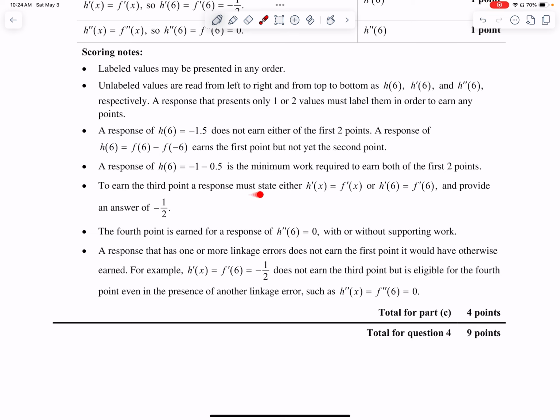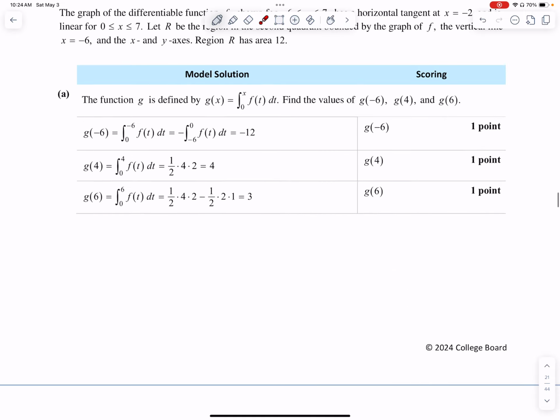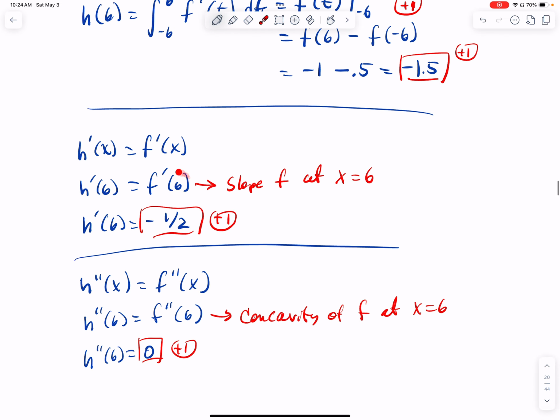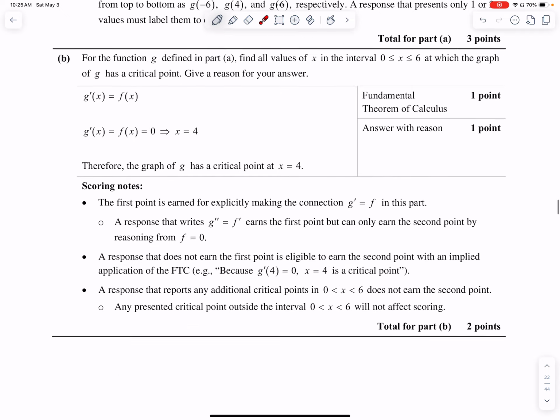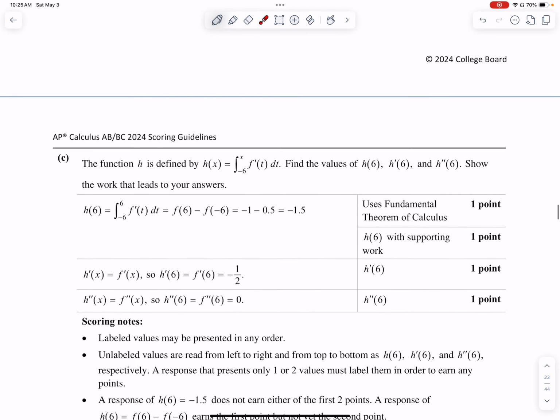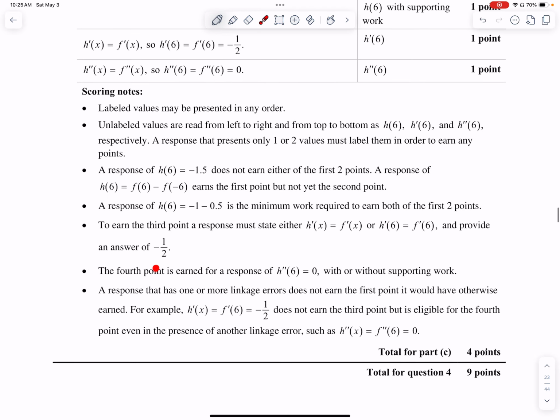To earn the third point, a response must either state that h prime of x is equal to f prime of 6 of x, or what we wrote here, that h prime of 6 is equal to f prime of 6. And did we say that? I want to make sure we did that so we get the point. I'm pretty sure we did. Yeah, it's right there. Okay. And so that's part of the work that they're looking for, and provide that answer. The fourth point is earned for a response of h double prime of 6 with or without supporting work. Oh, so they had a little bit of an exception there.